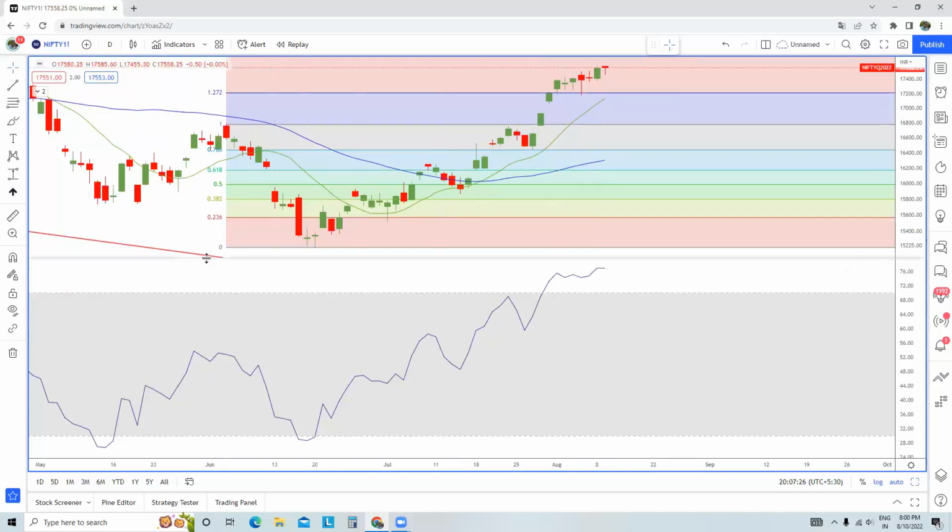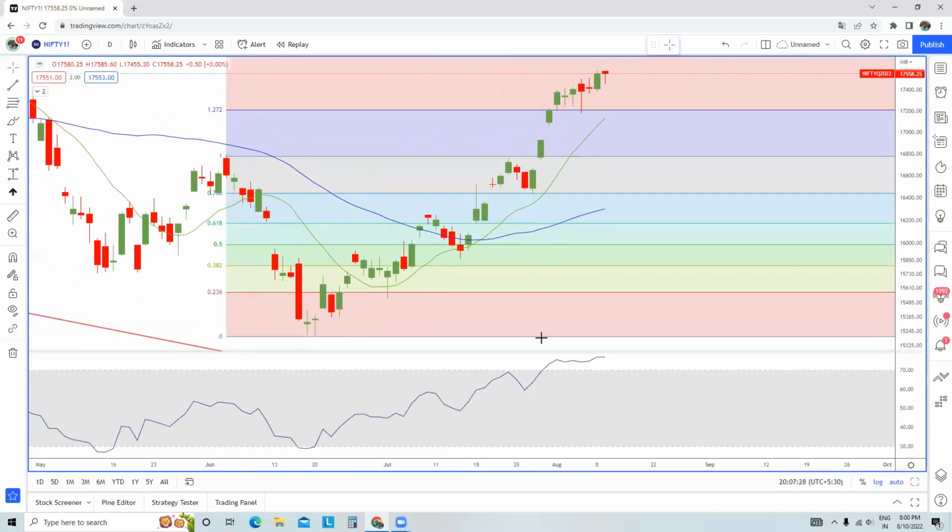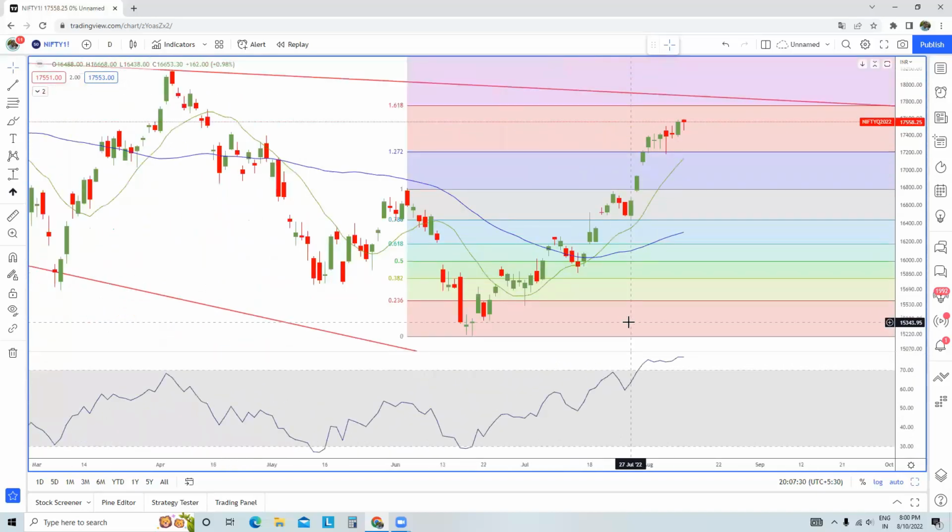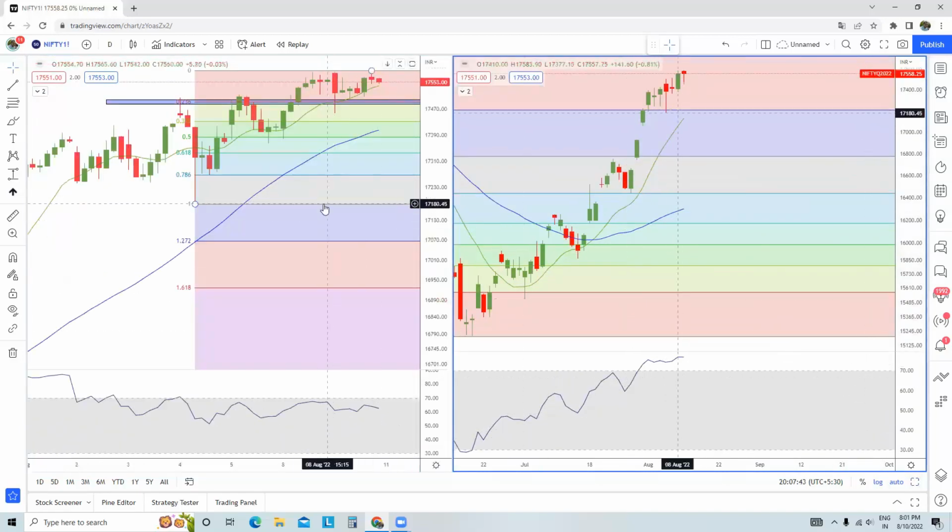Now, in my experience, I've been trading for almost 16 years. I've seen one thing, that whenever this negative divergence is negated, generally the market shoots in the opposite direction pretty well. And what happened today was something which I would like to share with you.